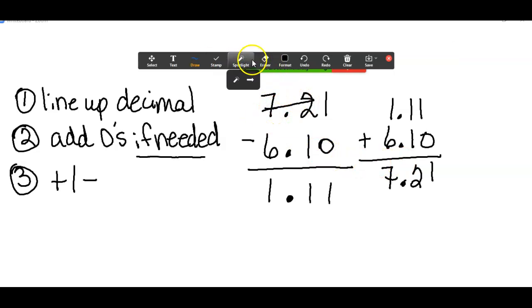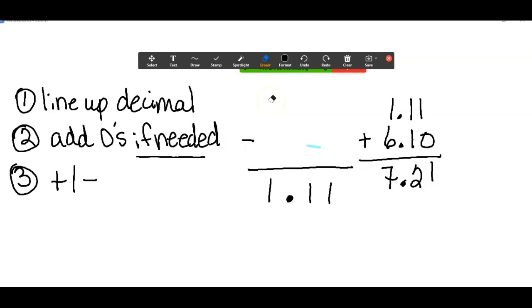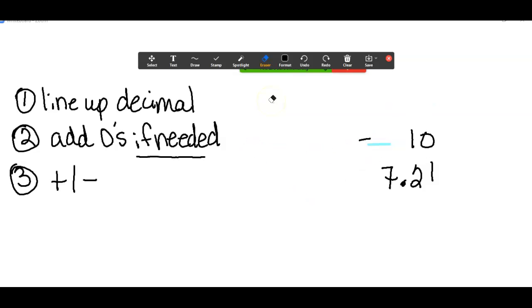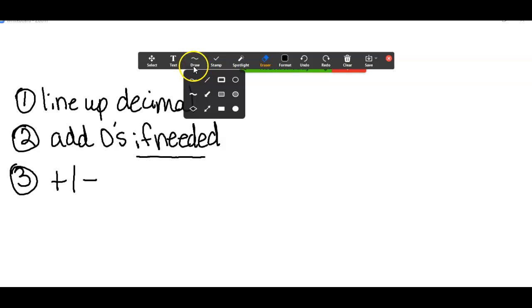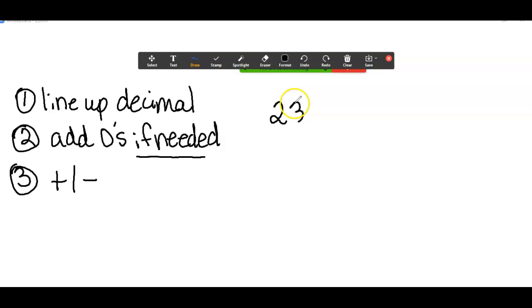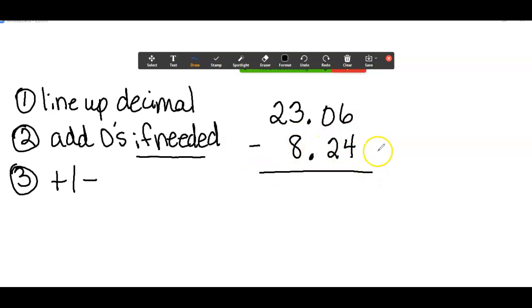All right, last one together. Whoops, eraser, not writing. This one will have some regrouping because we need to practice that. Okay, so 23 and 6/100 minus 8 and 24/100. All right, so did I line up my decimal? I did. Do I need to add any zeros? I do not. I could if I want to right here, but I don't have to.